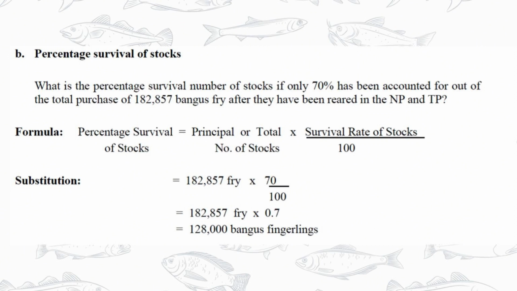For the given, the principal or total number of stocks is equal to 182,857 of fry, while the survival rate is equal to 70. Just substitute the values, then solve. 182,857 fry multiplied by 0.7 to get 128,000 bangus fingerlings.